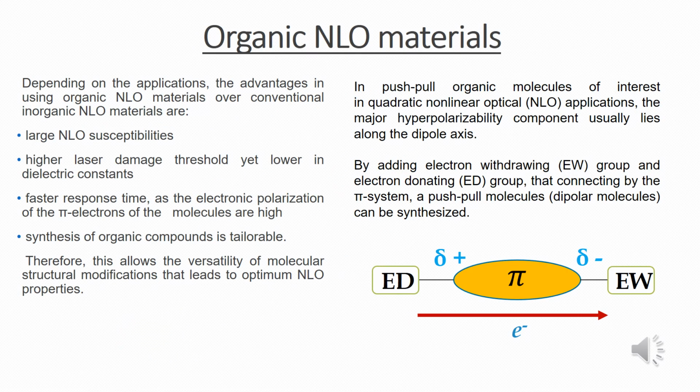Depending on the applications, the advantages of using organic NLO materials over conventional inorganic NLO materials are that they have large NLO susceptibilities, a higher laser damage threshold yet lower dielectric constant, and a faster response time as the electronic polarization of the pi electrons of the molecules is high, and the synthesis of organic compounds is tolerable. Therefore, this allows versatility of molecular structural modification that leads to optimal NLO properties.